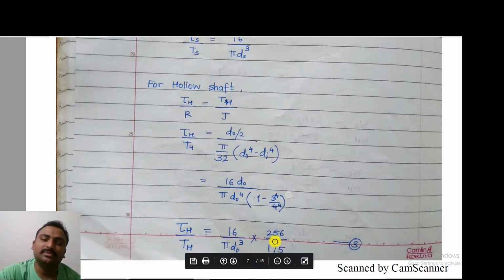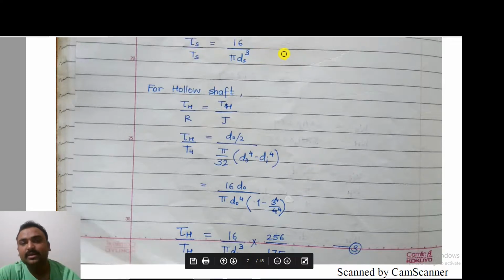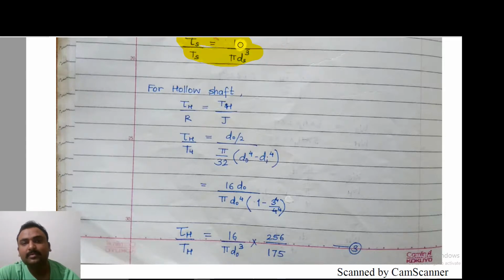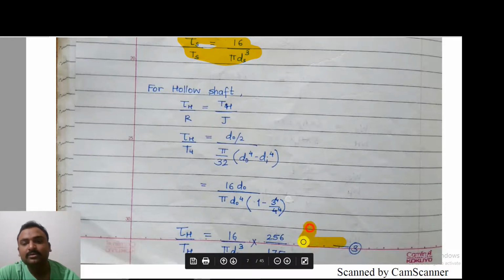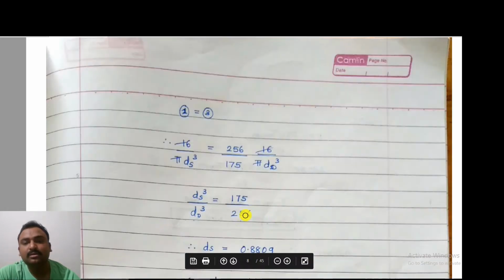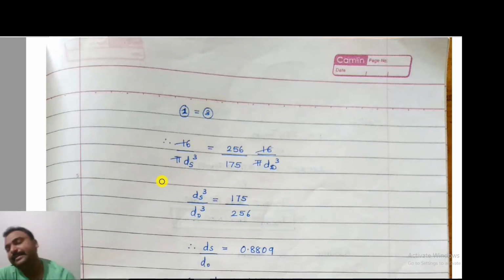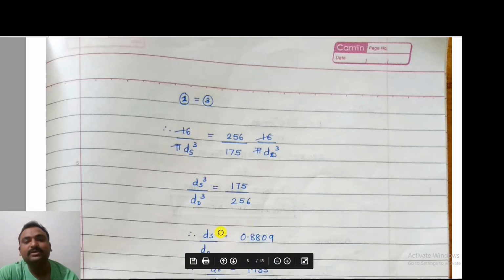That will be 256 upon 175. So by comparing these two equations, both are equal, as the left side is equal, so the right side will also be equal. So ds cube upon do cube will be there, so you will get the ratio of ds upon do.